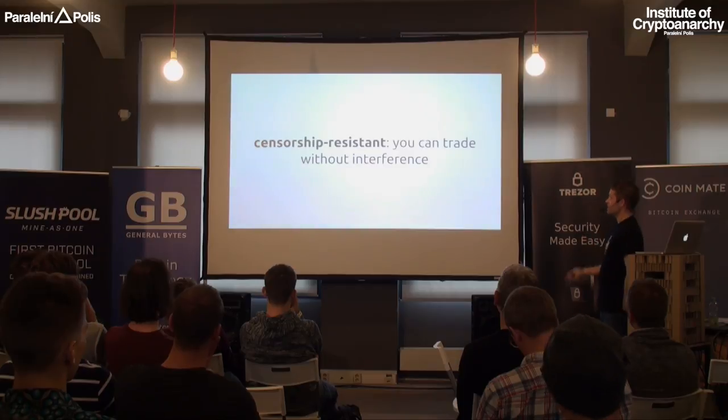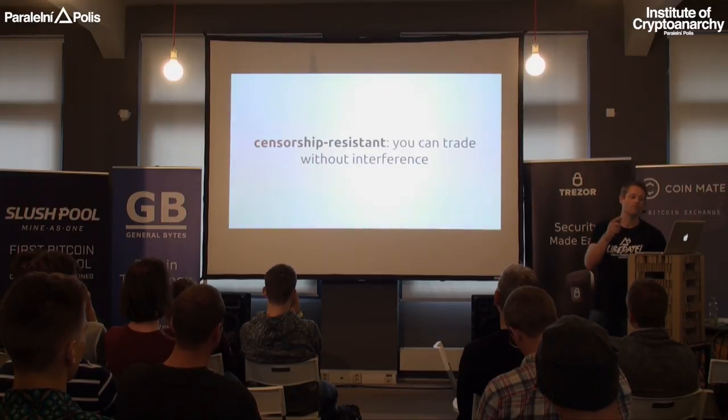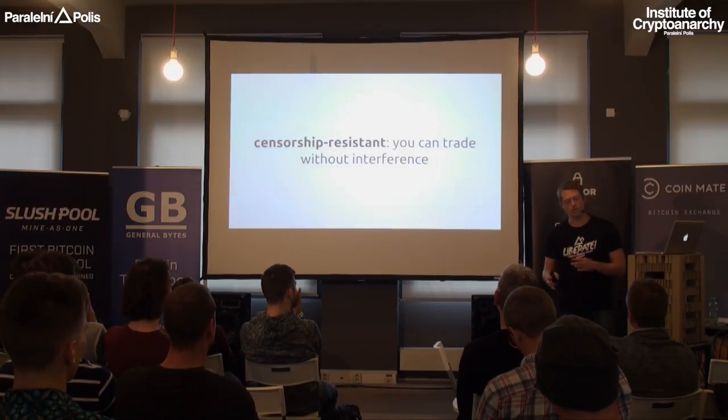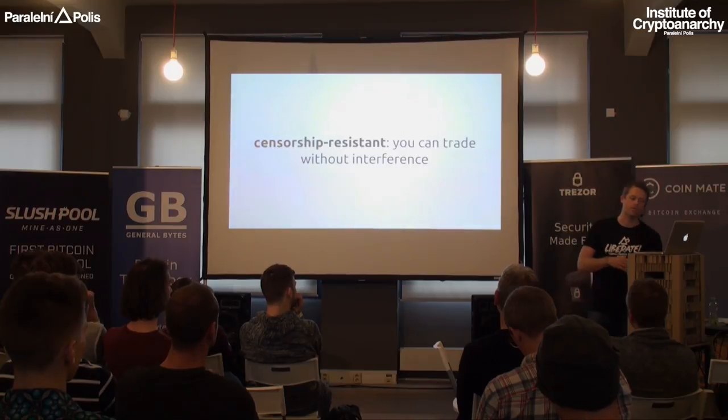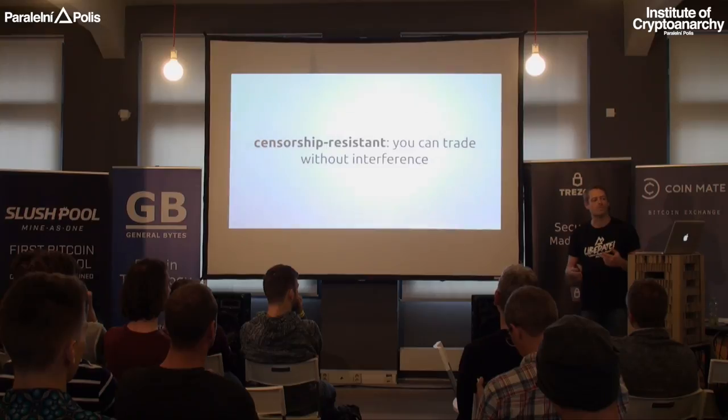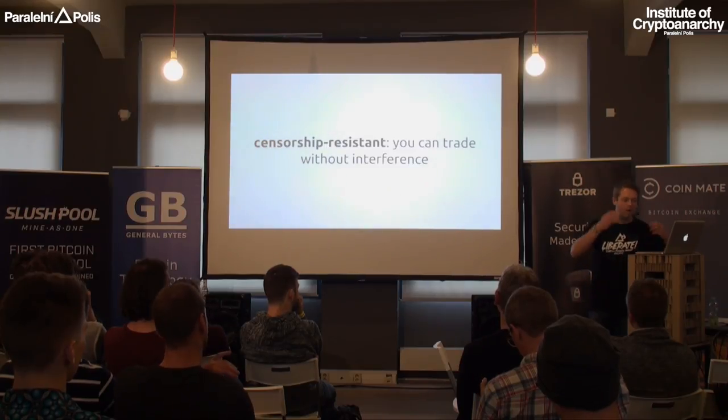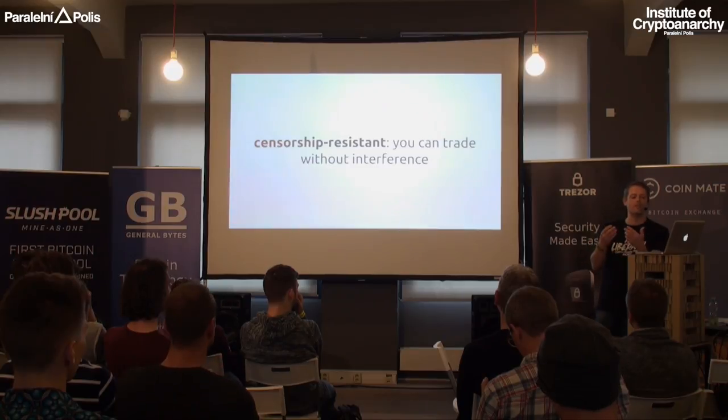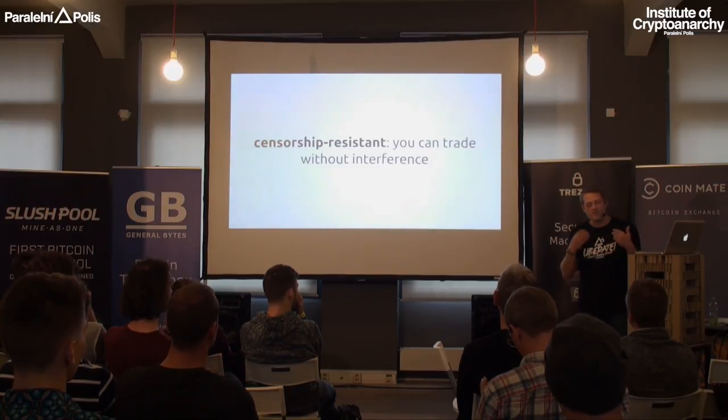Okay, and when we say censorship resistant, we're talking about users' ability to voluntarily trade with one another without interference from a third party. Today, centralized Bitcoin exchanges are highly susceptible to such censorship, not because they're bad guys, but because by their nature they have to operate within some legal jurisdiction. And that puts them at risk of being fined or shut down if they don't comply.